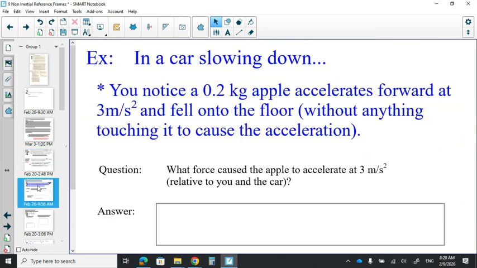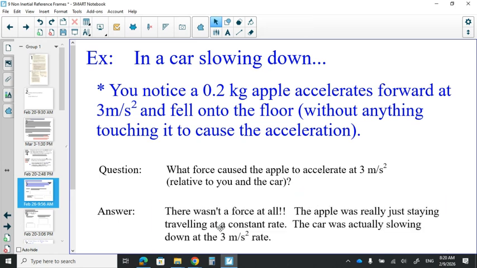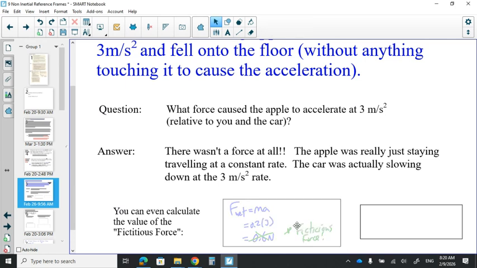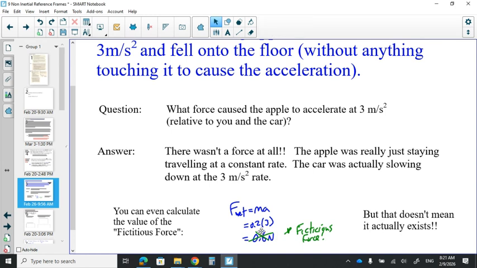All right. So, for example, in a car slowing down, you notice an apple accelerates forward at 3 meters per second squared and falls onto the floor without anything touching it to cause acceleration. Question is, what force caused the apple to accelerate at 3 meters per second squared relative to you in the car? Well, the answer is there's no force at all. The apple was really just traveling at a constant rate. The car was actually slowing down, right? So you can even calculate the value of that fictitious force, the acceleration times the mass. You get about a 0.6 Newton fictitious force. So we know that it doesn't actually exist.